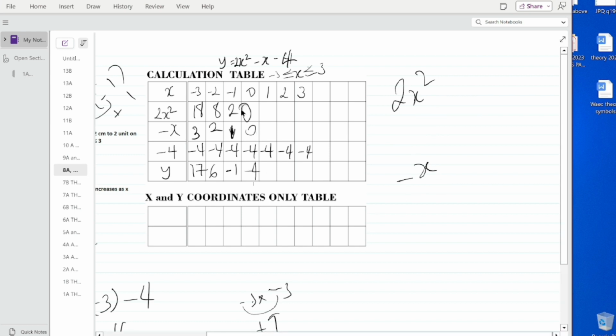Then we take our value for x is 1. For x is 1, we insert it there, that's 2 into bracket 1 squared. 1 squared is 1 times 1, 1. Getting 1 squared times 2, that's 2. Our value for minus x when x is 1 is minus 1, because we just replace our x with 1 and the minus is still there, that's minus 1.